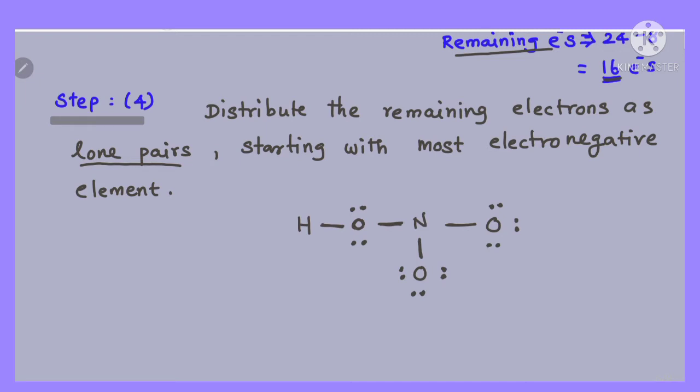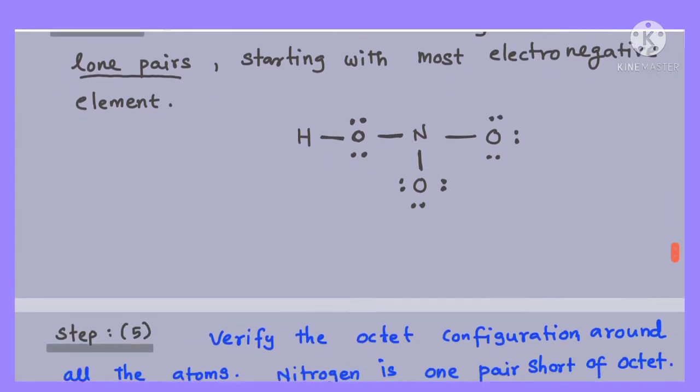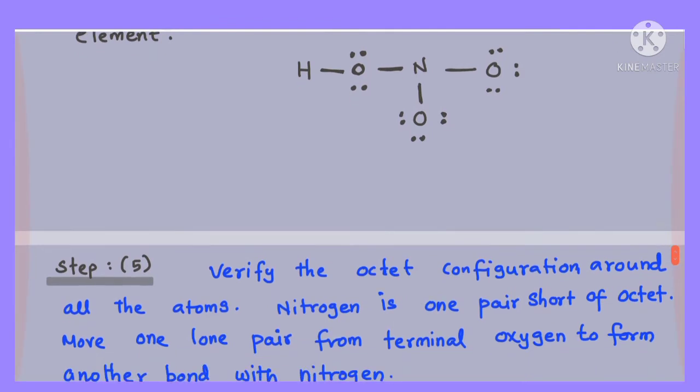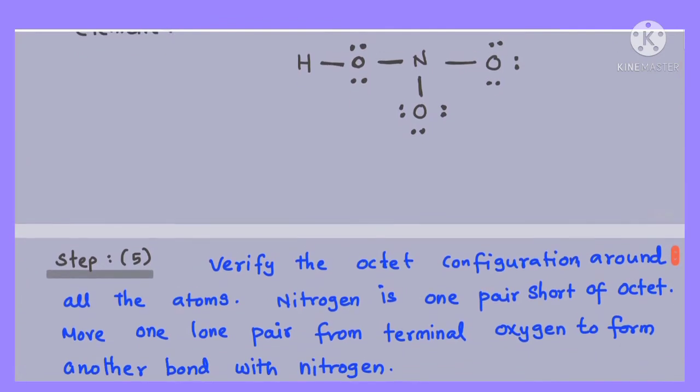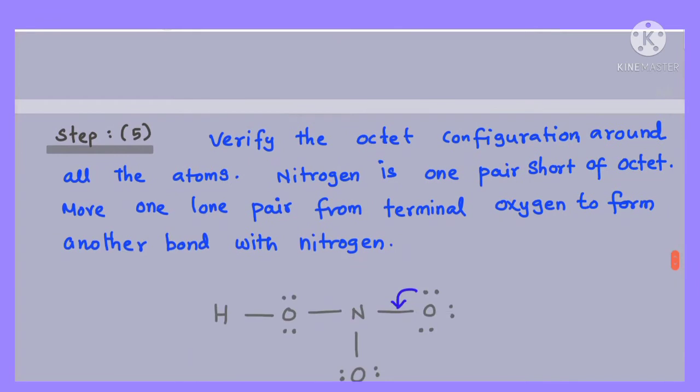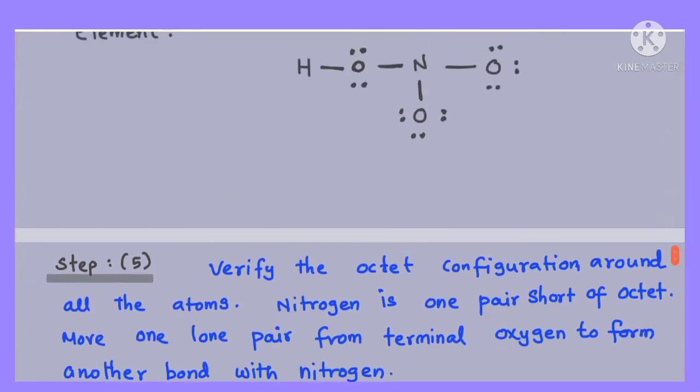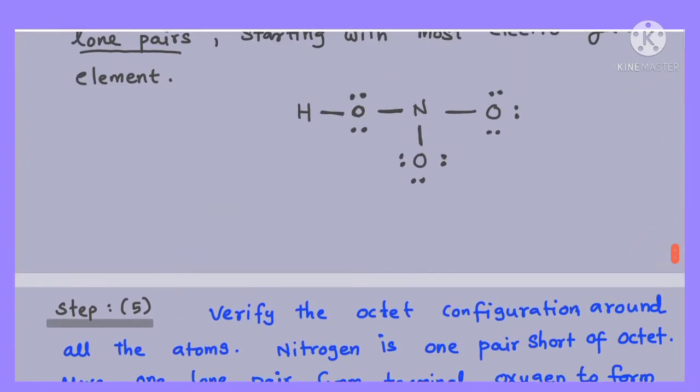Then this oxygen has 1 bond on either side, totally 2 bonds. So 2 bond pairs are there, remaining 2 lone pairs. Now all the 16 electrons are distributed over oxygen atoms as lone pairs. Now we have to check whether the octet configuration is fulfilled for all the atoms. When you look at the oxygen atoms, all the oxygen atoms are surrounded by 8 electrons.